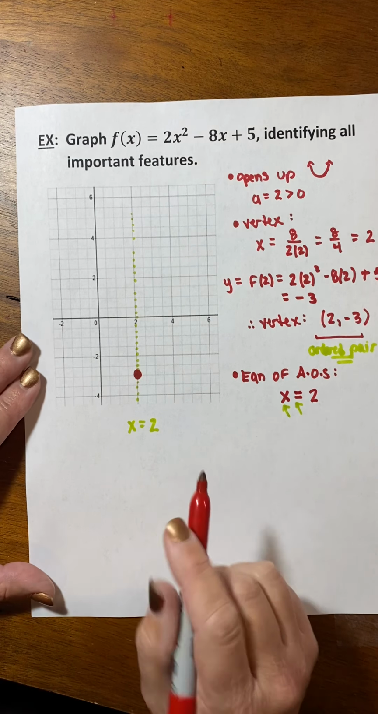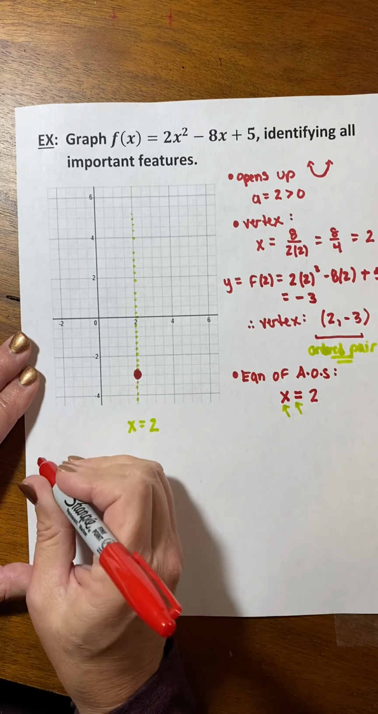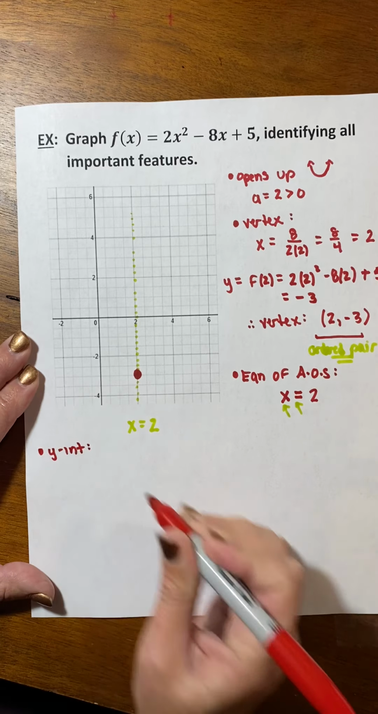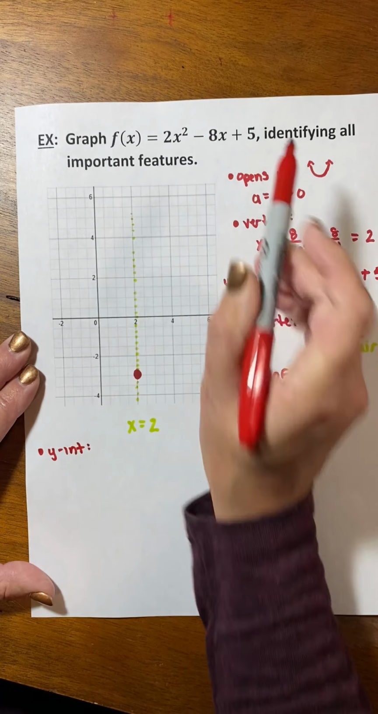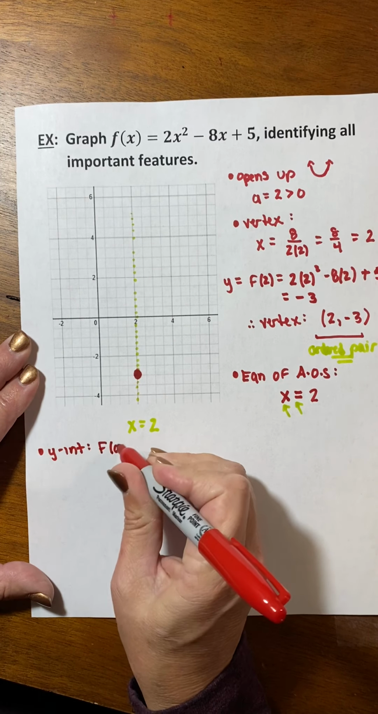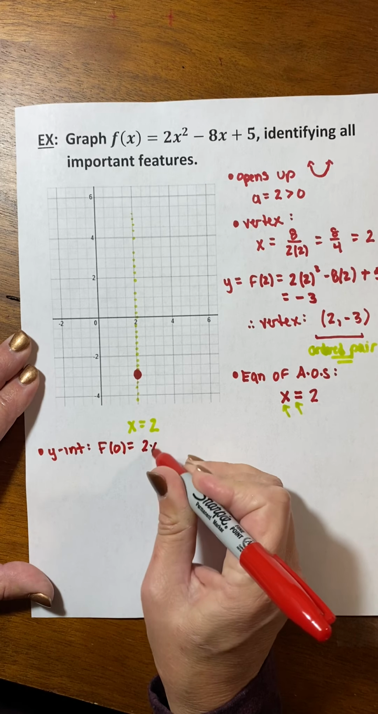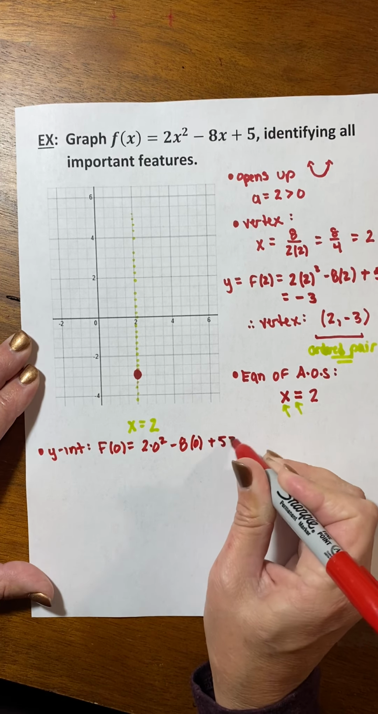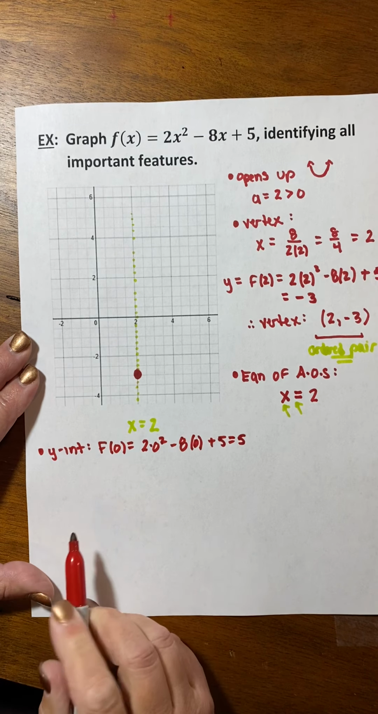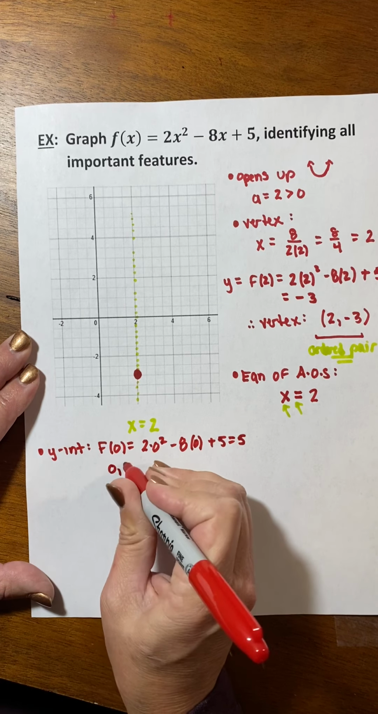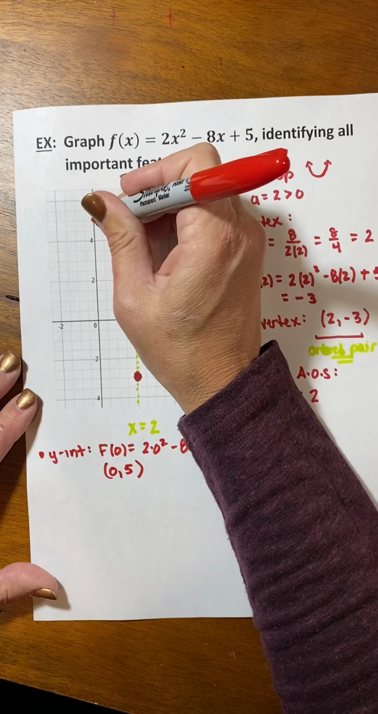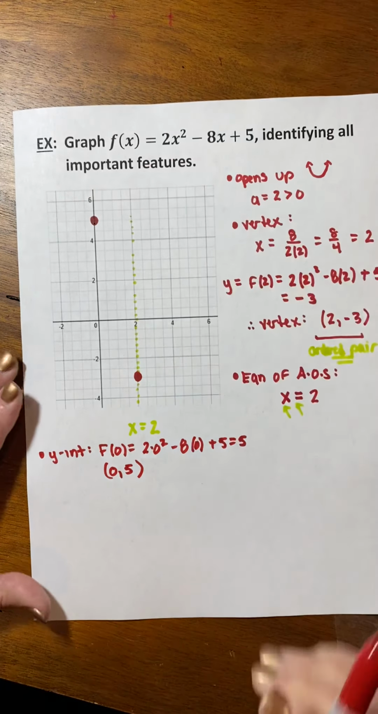All right, so next I think I'm going to find the y-intercept. I think that's the next easiest thing to find. To find the y-intercept, we just stick 0 into the function. So f of 0 is just going to be 2 times 0 squared minus 8 times 0 plus 5, which equals 5. Right, so it's going to be at the point 0, 5. So when x is 0, y is 5. So it's going to cross right there. There's my y-intercept.